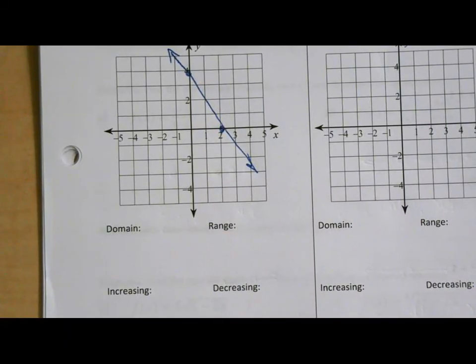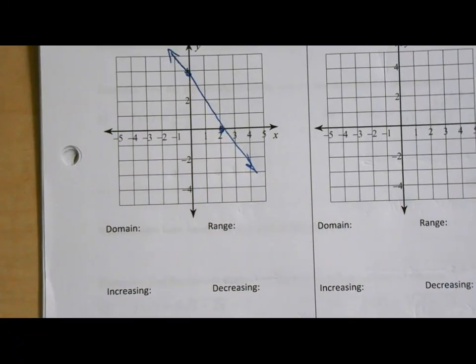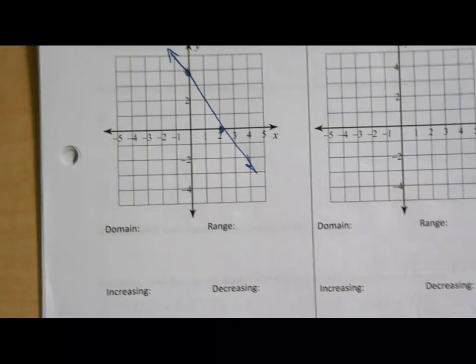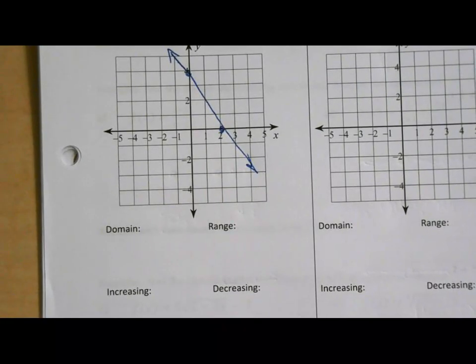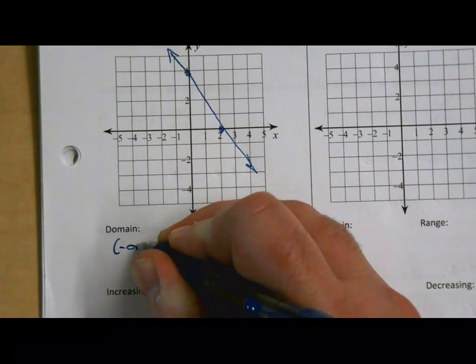Domain and range, are we comfortable with domain and range? We're doing a lot of that this time. Domain goes with x or y? Domain goes with x. The inputs that can go into this, what x values are all on this graph, on this line? All of them, yeah. Negative infinity to positive infinity.